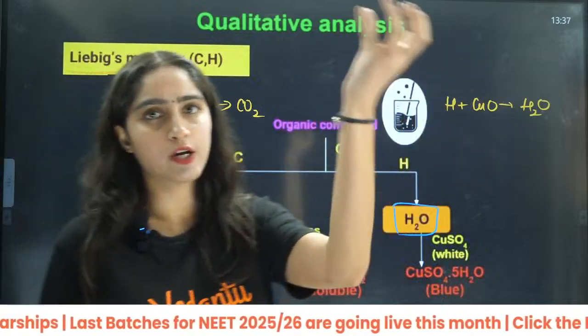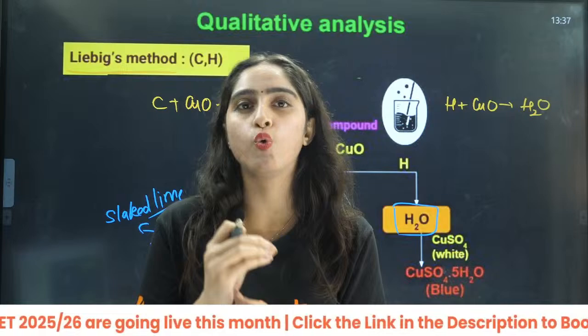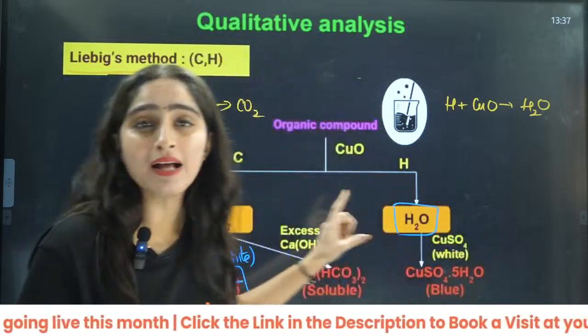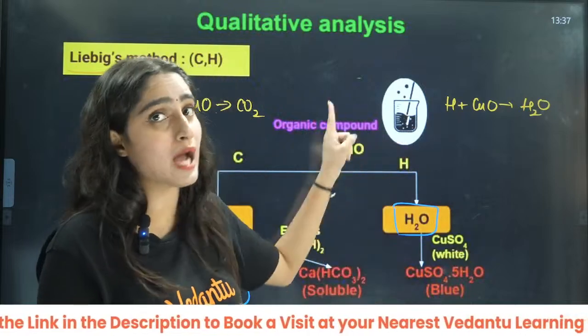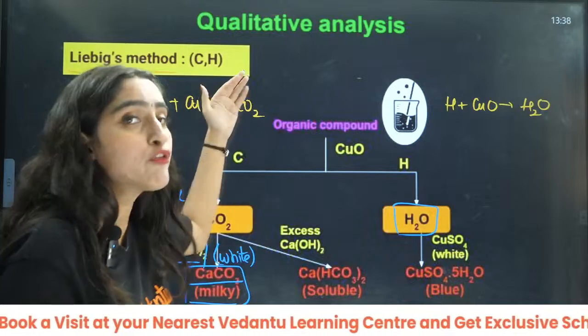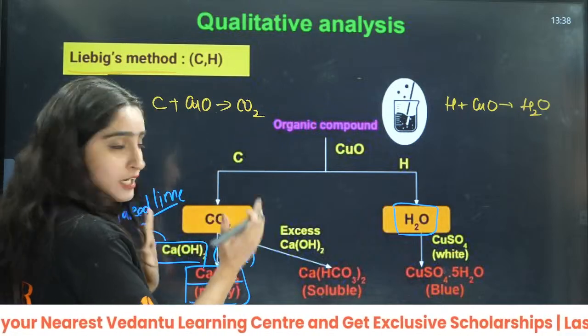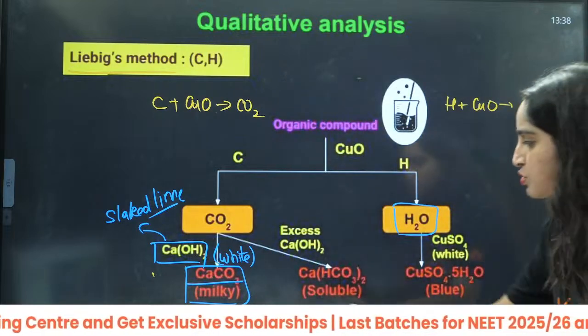Understood? You had one organic compound, and you reacted it with CuO, copper oxide. One thing will be formed as carbon dioxide, the other is water. The hydrogen gives water, and the carbon with copper oxide gives carbon dioxide. For carbon dioxide you use this identification process, and for water there is a very simple identification process.